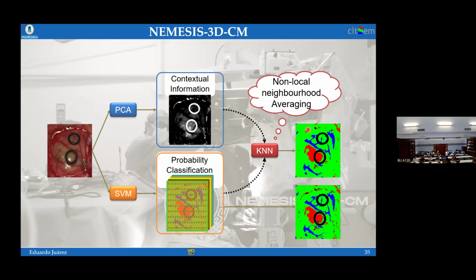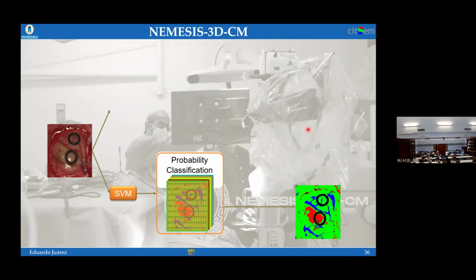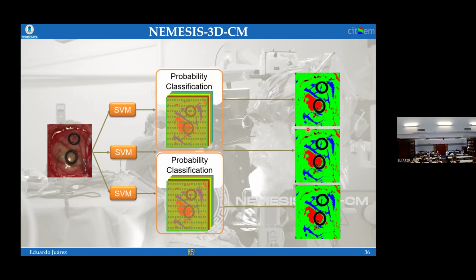Good. But the research question we asked ourselves here was, what happens if we remove the KNN and we remove the PCA? Because both of them are complex algorithms, and that's a drawback to achieve real-time processing. So if we remove the KNN and the PCA, we then have just one support vector machine. Now we know that that is not working. So what happens if we have several support vector machines working in parallel? They have different results, and we try to match those results.